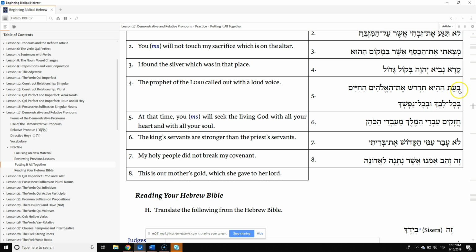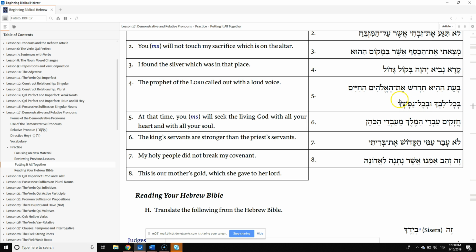So now we can go back and translate this as, at that time, you, sir, you, masculine, you will seek the living God with all of the heart of you, so with all of your heart, and bechol, with all, uvechol, with all, the soul of you. And you say, well, where is the definite article here for the heart of you and the soul of you? We don't need a definite article. The pronominal suffix indicates that this is definite. So the heart of you and the nefesh of you.